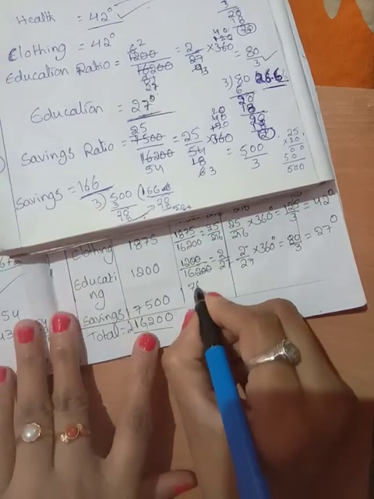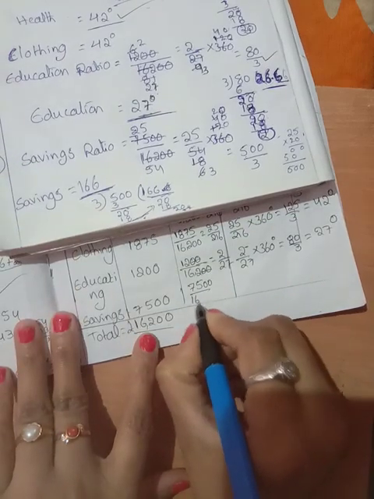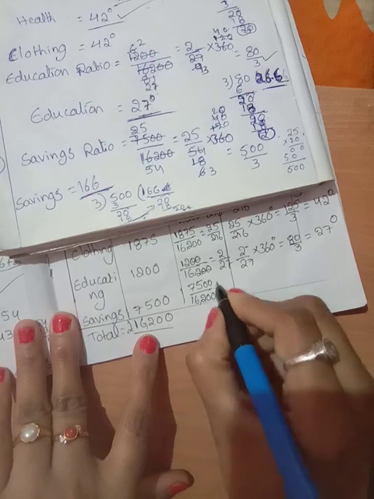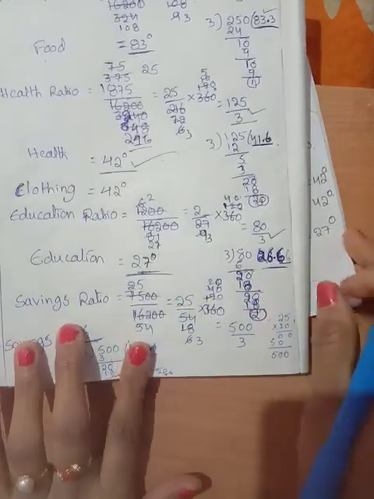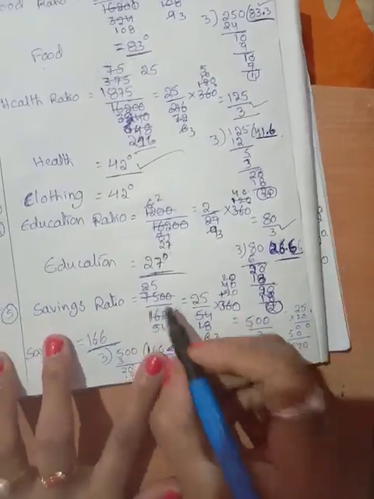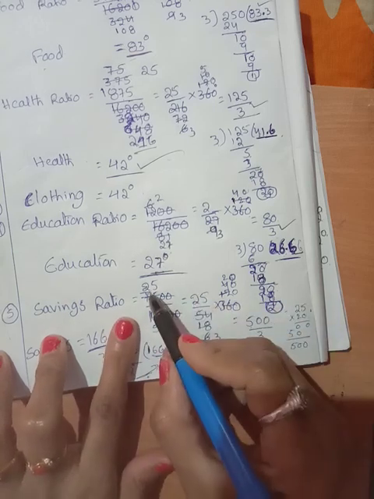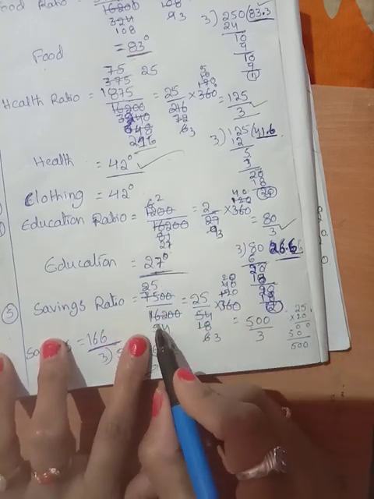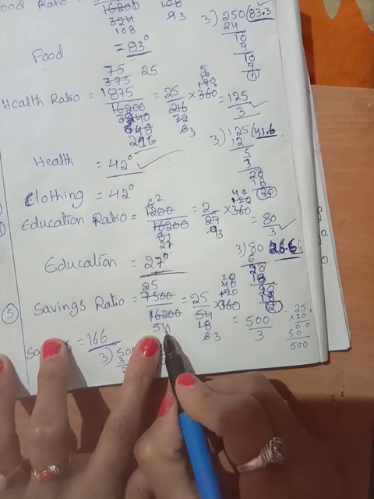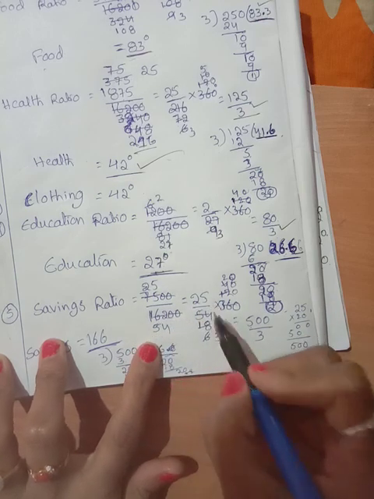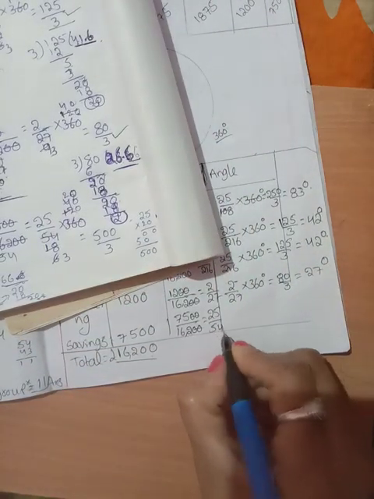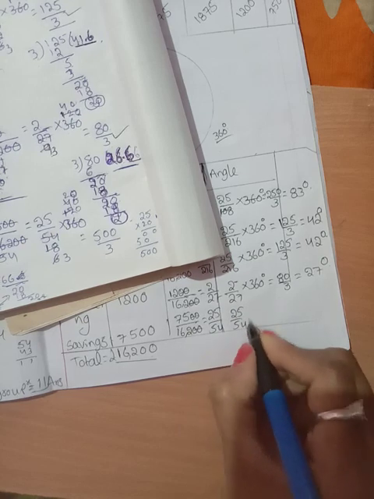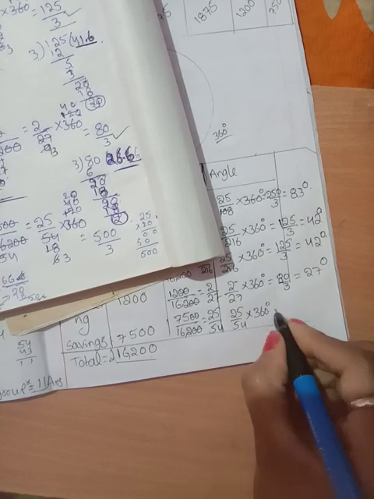Next one is the savings. Savings is also written with the steps: 7,500 by total amount 16,200, equal to, 20 cancel. Here we simplify; the other part of the calculation, listen carefully. Here is the 3 table. 3 2 ja 6, 3 5 ja 15, 3 5 ja 50. Next 3 4 ja 12. Here it is 25 by 54. 25 by 54 cross of 360 degrees equal to.